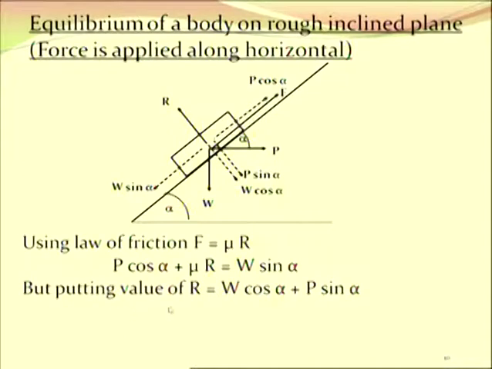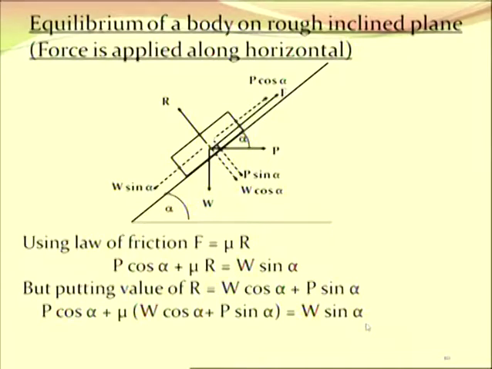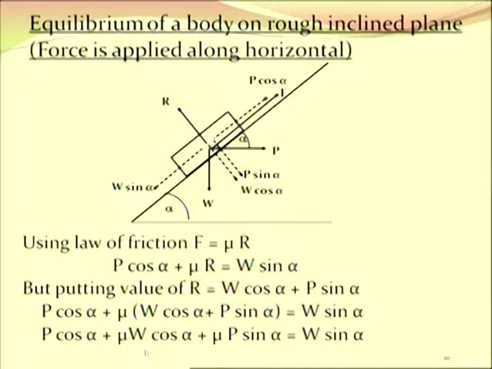Now putting the value of R. R was already resolved earlier and found as R is equal to W cos alpha plus P sin alpha. That value if we put here, then P cos alpha plus mu into (W cos alpha plus P sin alpha) equals W sin alpha. Simplifying, we get P cos alpha plus mu W cos alpha plus mu P sin alpha equals W sin alpha.